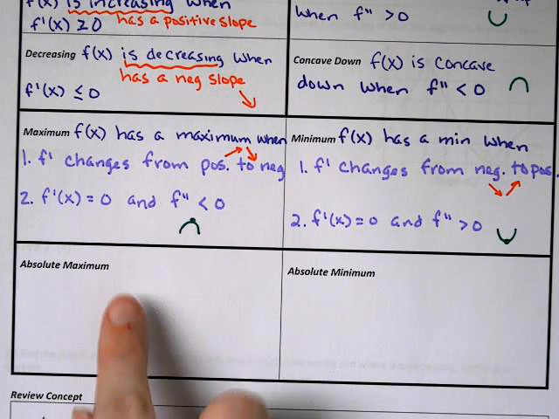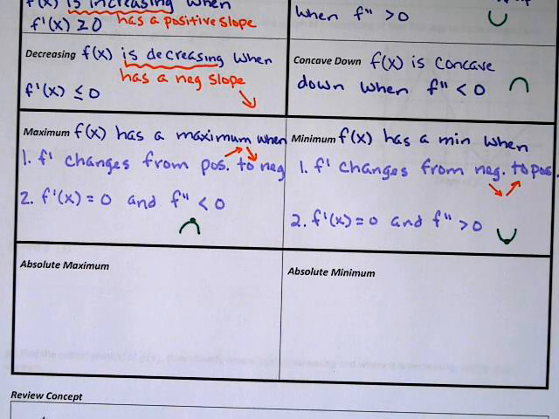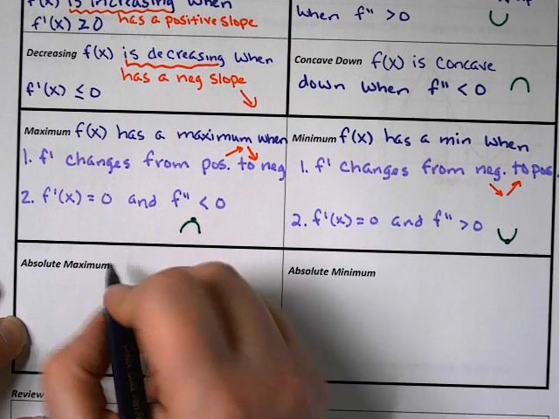To find an absolute maximum or an absolute minimum, we've got really the same process here. All right, so f of x could have an absolute max.